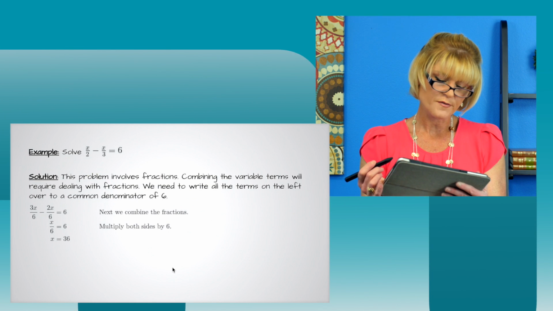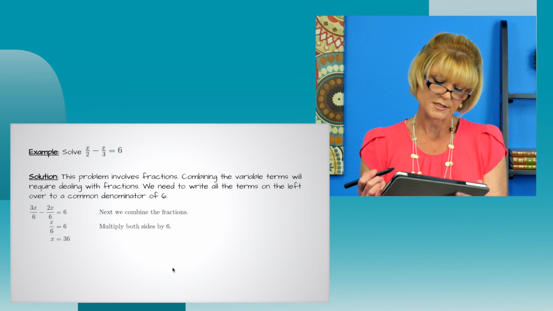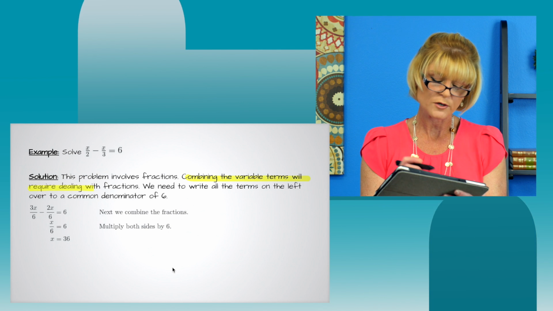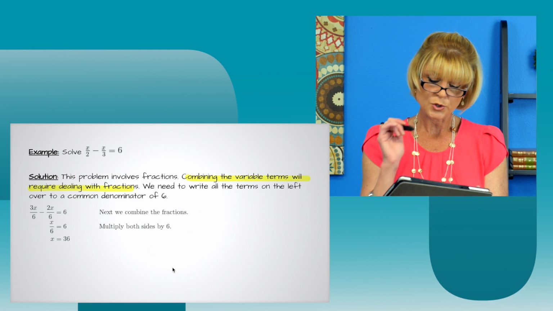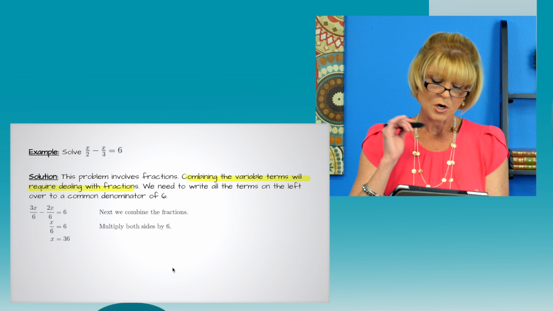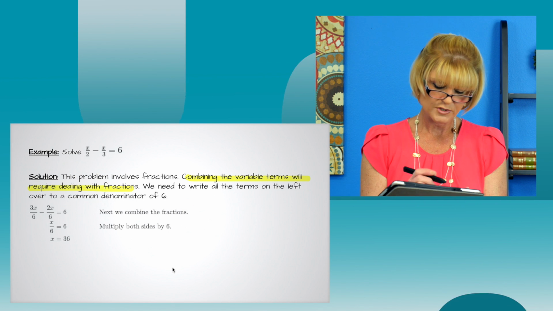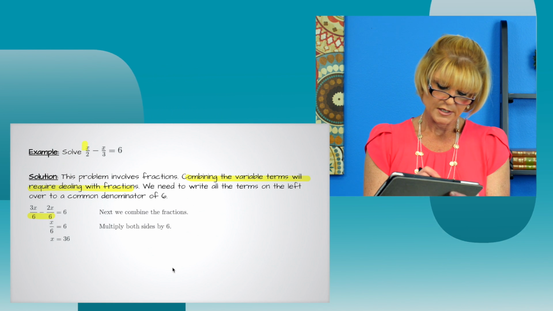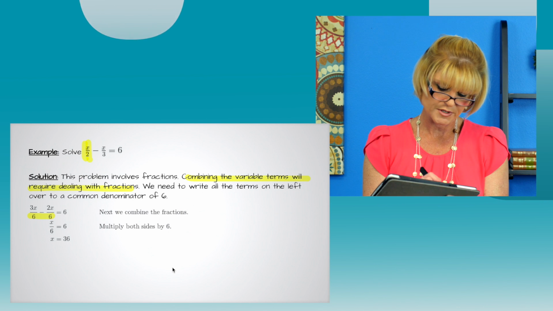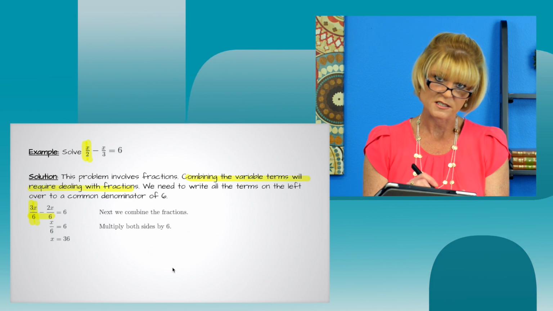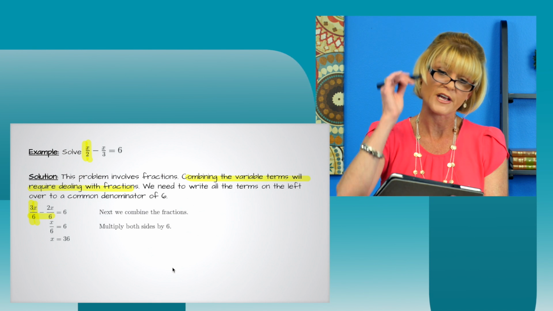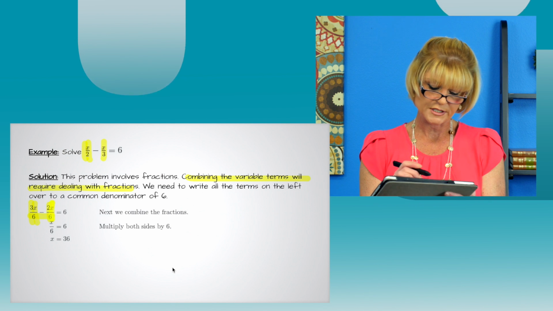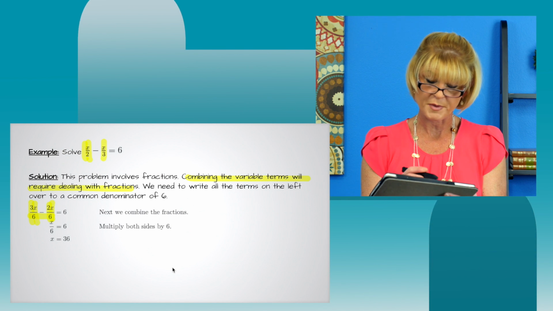Here's another example. Solve x over 2 minus x over 3 equals 6. So this problem involves fractions, and combining the variable terms will require dealing with fractions. So we need to write all the terms on the left over a common denominator of 6, which is actually not that hard. So x over 2, using our common denominator of 6, now becomes 3x over 6, because I have to multiply the denominator and the numerator by 3. And x over 3 becomes 2x over 6 because I had to multiply both by 2.